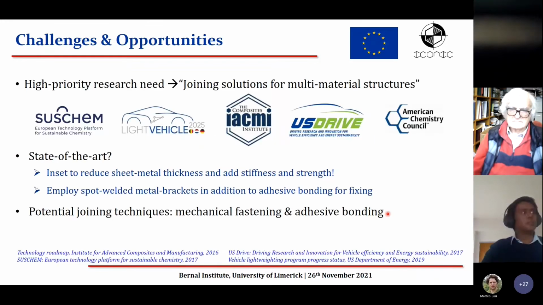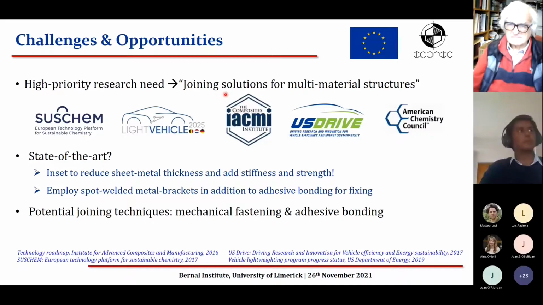Several research institutes around the globe have pointed to joining solutions, the lack of understanding and the lack of development of joining solutions for multi-material structures, to be the high priority research need. Again, most agencies rate these joining technologies next to just the high productivity processing of composites. What is the state of the art currently?